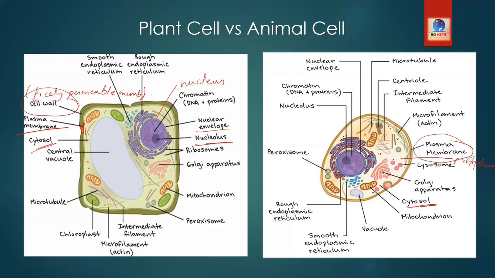Some fluid-filled membranous vesicles called vacuoles are also found in the cytoplasm. The vacuoles are very small in animal cells, but in a mature plant cell, a large central vacuole is present. See this one, central vacuole. This membrane around the vacuole is called the tonoplast.